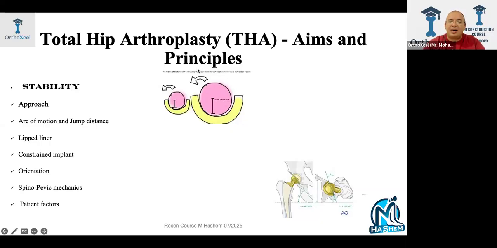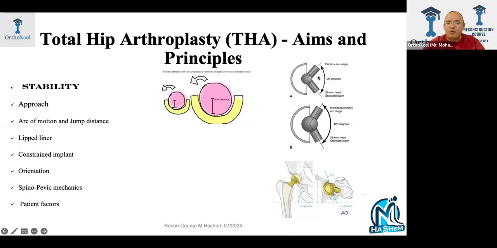So again, the same idea. If I'm aiming for stability, please go for a large head. If you care about longevity over stability, go for a smaller head. A smaller head means a smaller arc of motion, which means early jump and early dislocation. And this is the arc of motion explanation.